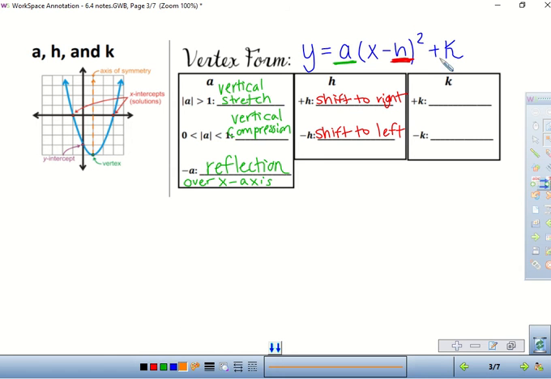And then the last type is the k. So if we're shifting left and right, what do you think the k value is? What other directions could we go? Up and down, good. So when the k is positive, it's going to be shift up. And when the k is negative, it's going to be shift down. Shift up versus shift down. So any questions about that so far?